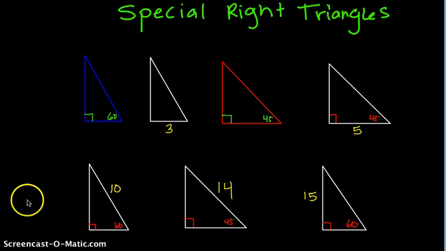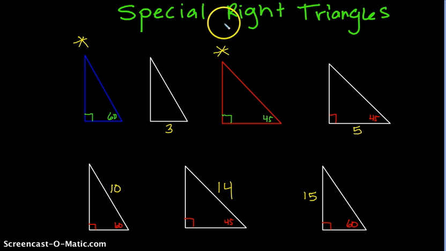Special right triangles are right triangles in which we can find all missing sides if we're only given one length. There are two cases, the 30-60-90 triangle and the 45-45-90 triangle. For each of these cases, there are rules we can follow to find all the missing sides.